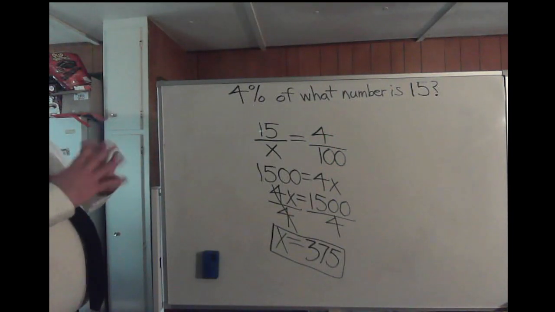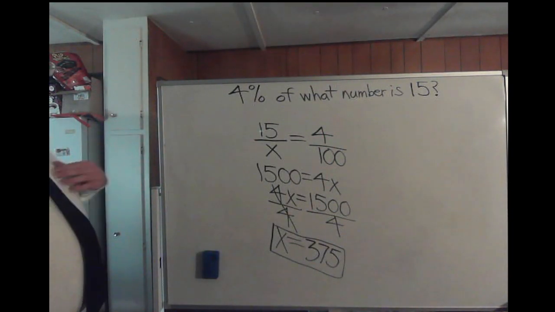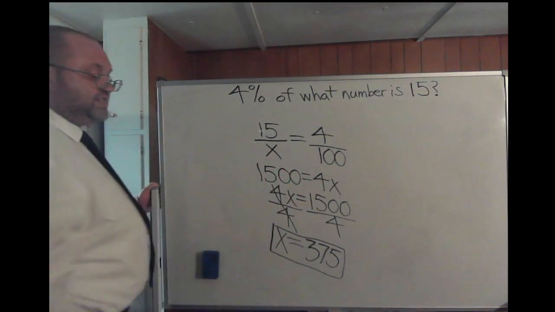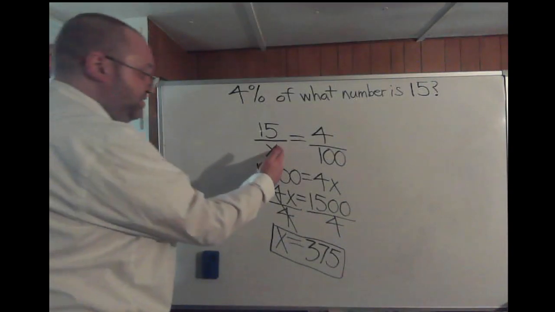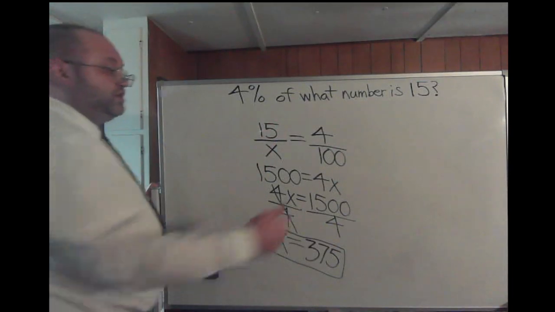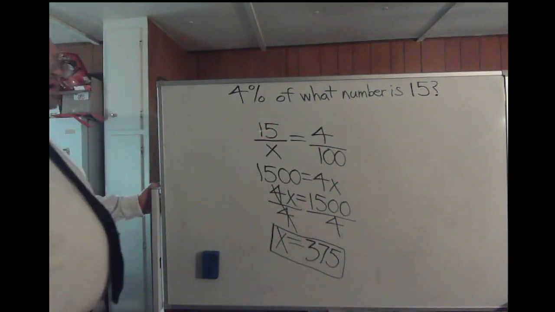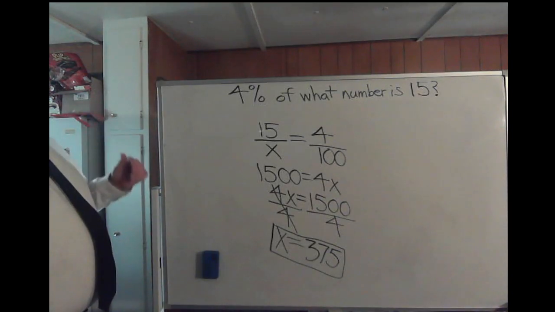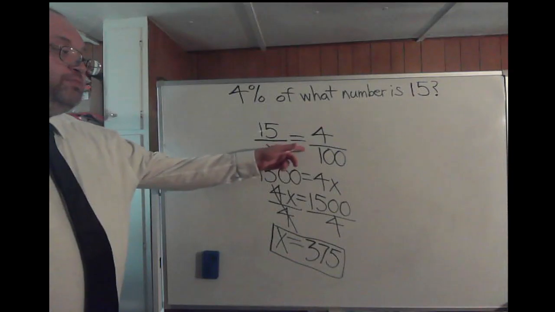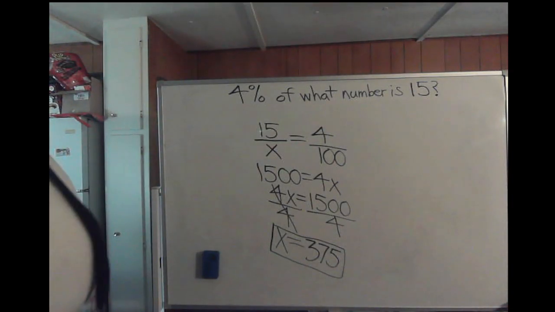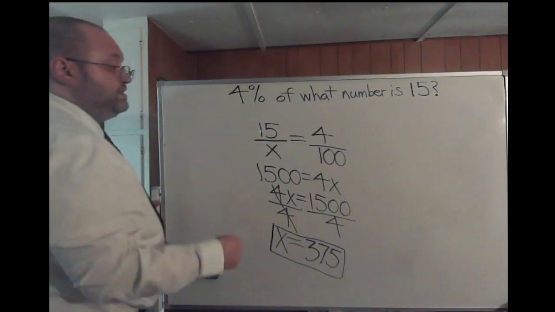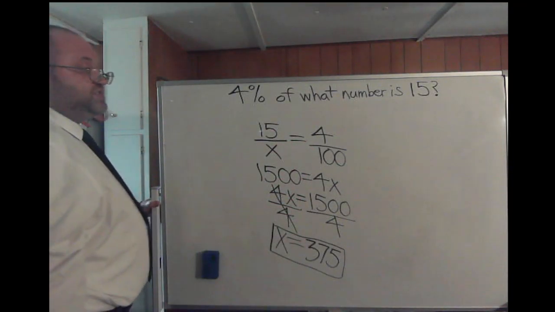If, let's say, what number is 4% of 375, you would have had 375 in your denominator, you would have had an x in your numerator, then you would have still had 4 over 100 on the right hand side, because you would have had it out of 375 being 4%. Or if you solve like what we just did, 4% of what number is 15, then you would set it up like we just did and solve it like we just did.